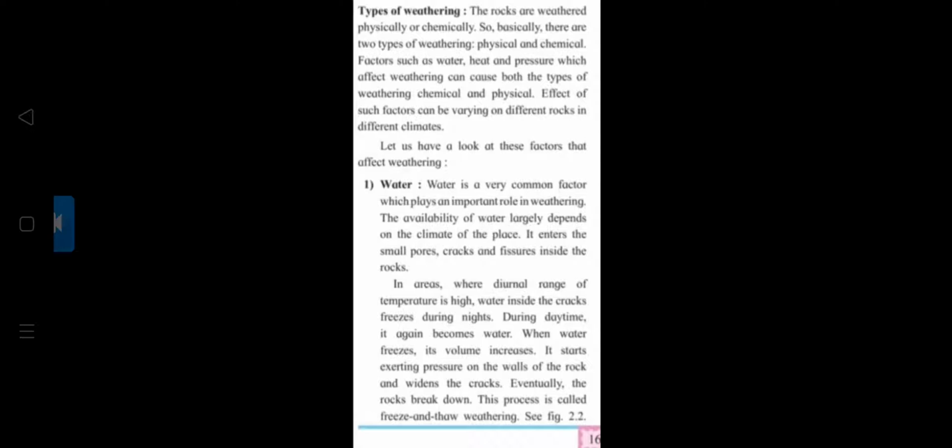It starts exerting pressure on the walls of the rock, and the cracks widen. The cracks grow even further. Eventually, the rocks break down. This is how water plays a role in the weathering or breaking down of rocks. This process is called freeze and thaw weathering. Now, there could be a small question: explain freeze and thaw weathering. So you should be able to explain it.